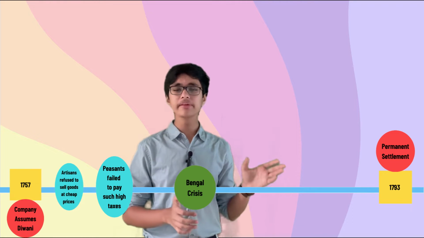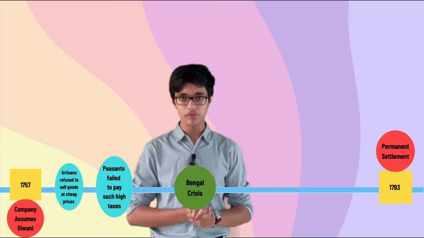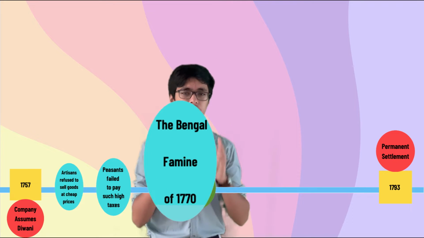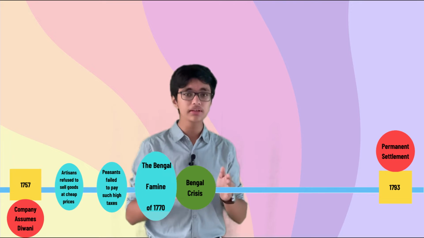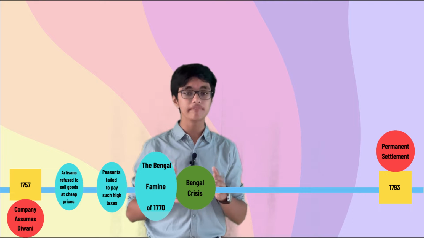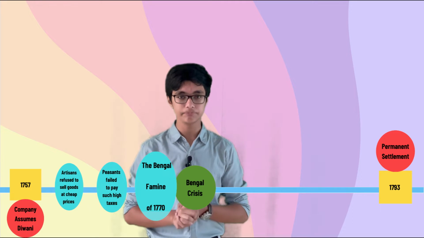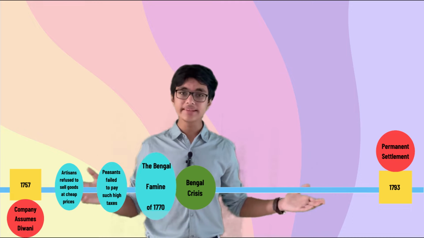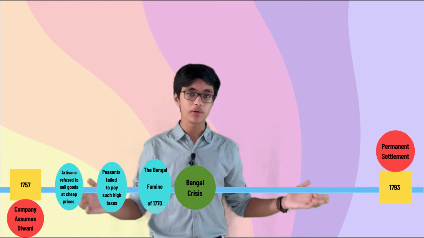The third was an unavoidable natural cause, which was basically a famine, one of the worst famines in the history of India, the Bengal famine of 1770. So all of these three events crippled the Bengal economy.